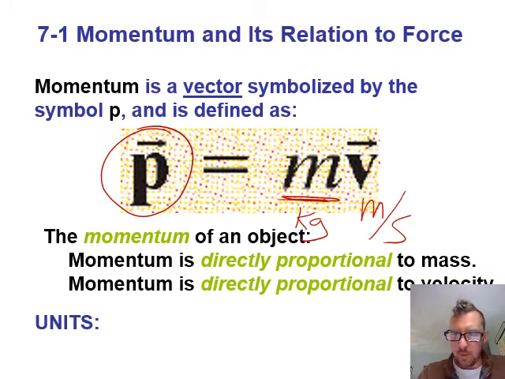Momentum is directly proportional to mass. That means if momentum goes up, mass goes up. Maybe I should have put it the other way. If mass goes up, the momentum goes up. It's also directly proportional to velocity, meaning if one goes up, the other goes up.